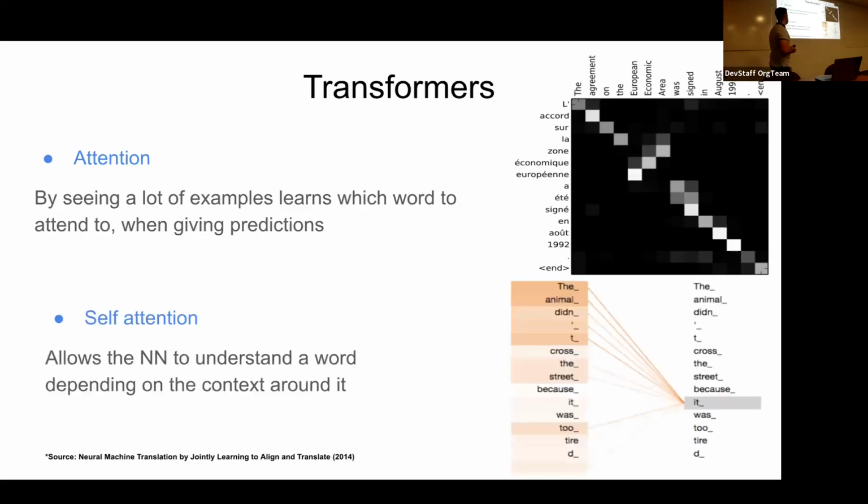And another concept is self-attention, which allows the neural network to understand the word depending on the context around it. So in this sentence, the animal didn't cross the street because it was too tired. When the network sees the word it, it is able to understand that it refers to the animal.